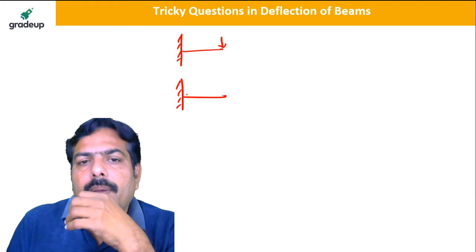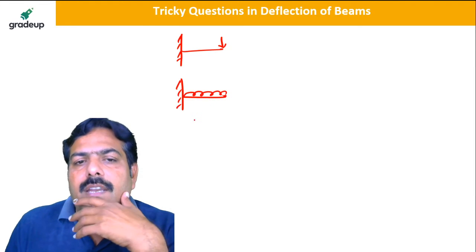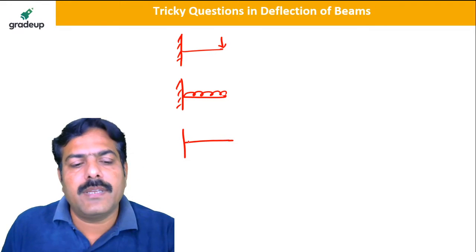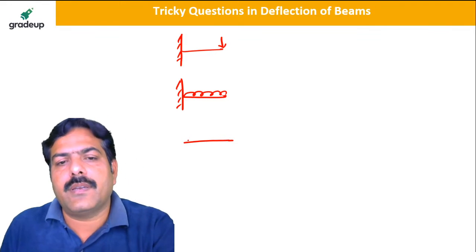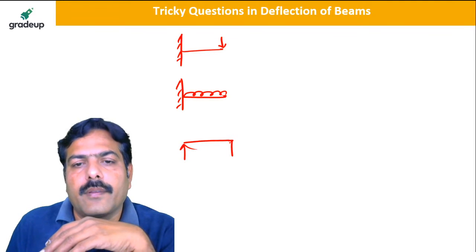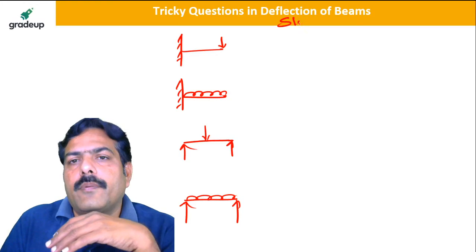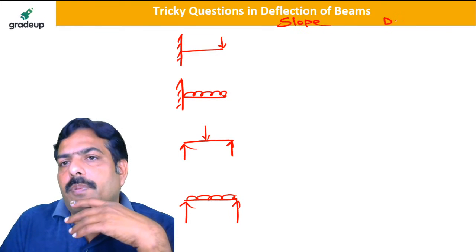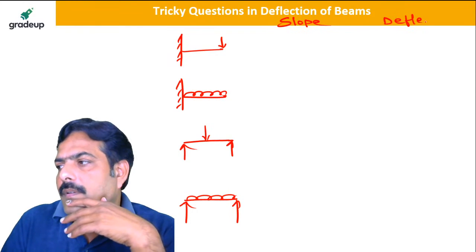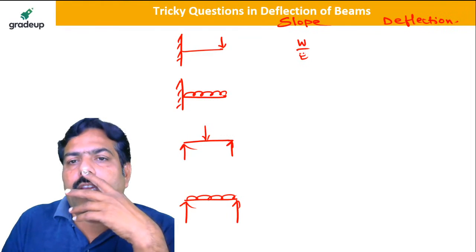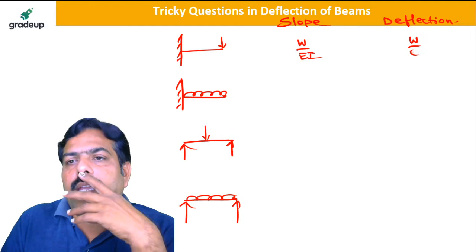So suppose for a cantilever point load, just this 8 you remember; more than 70-80% of these questions will be asked from this only. This is simply supported UDL, simply supported point load, and simply supported UDL. Slope and deflection. Now please focus here. So W by EI is common in all. W by EI is common in all, right?